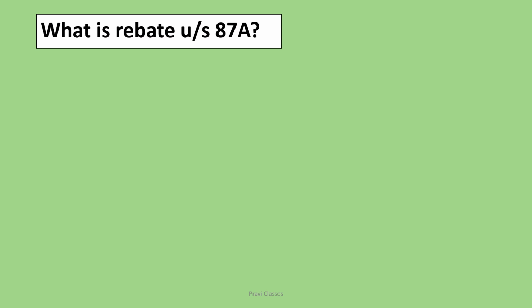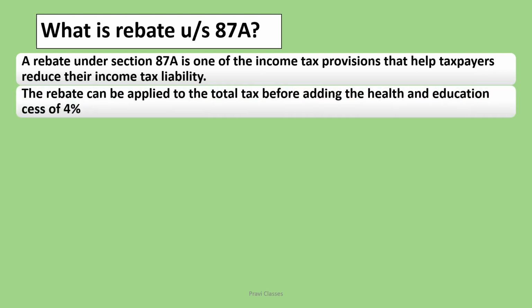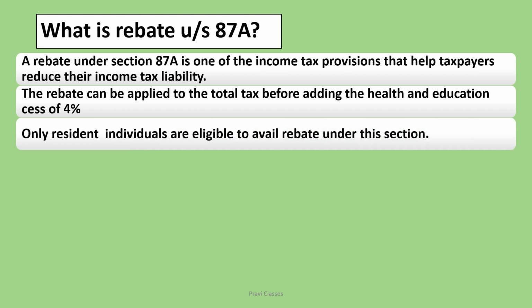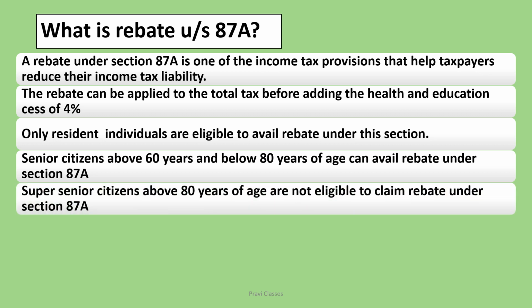What is rebate under Section 87A? A rebate under Section 87A is one of the income tax provisions that help taxpayers reduce their income tax liability. The rebate can be applied to the total tax before adding the health and education cess of 4%. Only resident individuals are eligible to avail rebate under this section. Senior citizens above 60 years and below 80 years of age can avail rebate under Section 87A.